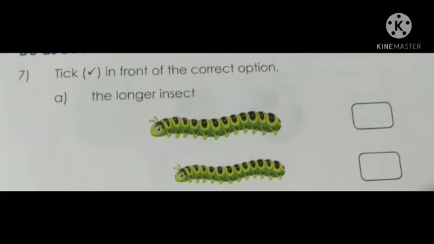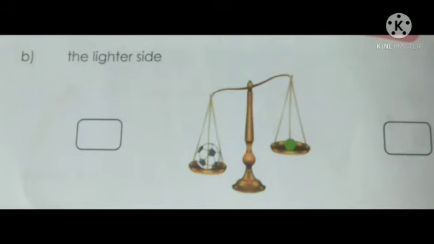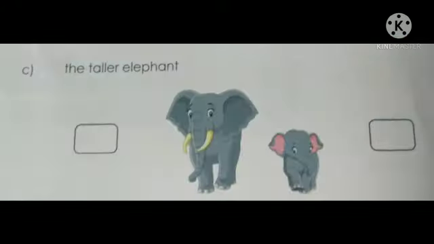From the following picture, we have to tick the longer insect. So which one is the longer insect? Yes, this. So we have ticked the longer insect over here. From the following picture, we have to tick the lighter side. So which will be the lighter side? Yes, this. So we have ticked over here for the lighter side. From the following picture, we have to tick the taller elephant. So which one is the taller elephant? Yes, this. So we will tick the taller elephant over here.